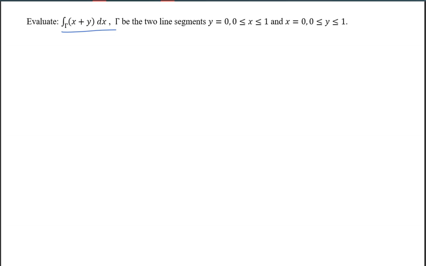What is gamma here? That is important. Gamma is a combination of two line segments. One lies on y equal to 0, that is the x axis from 0 to 1. The other portion is on the y axis from 0 to 1. So try to draw it. I am writing like this.